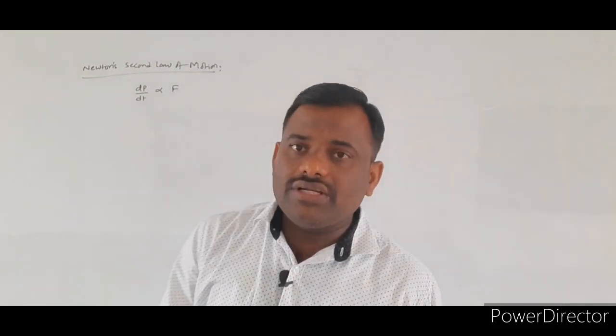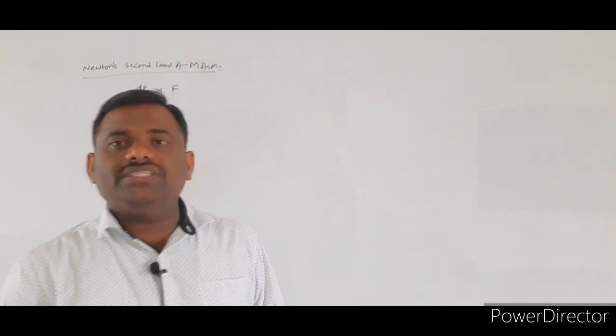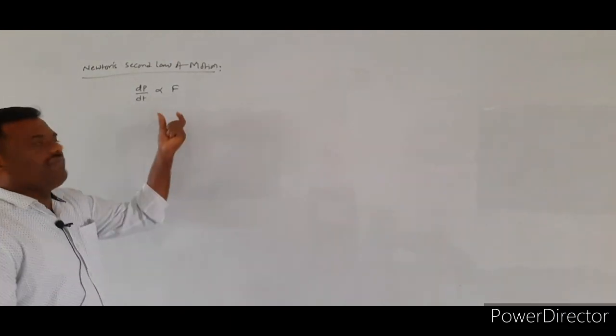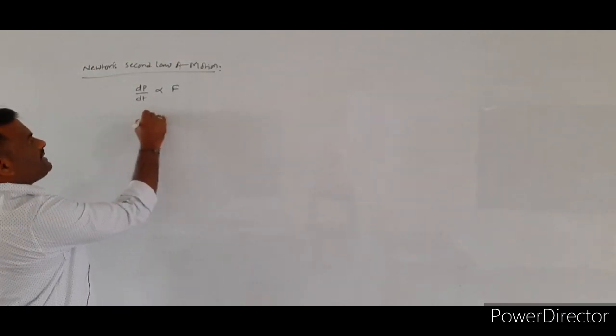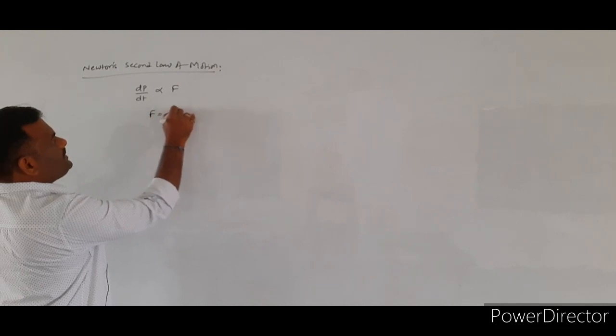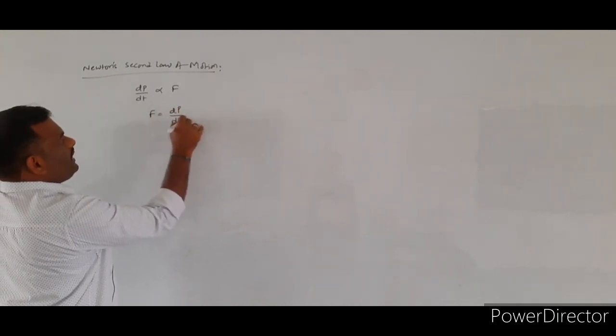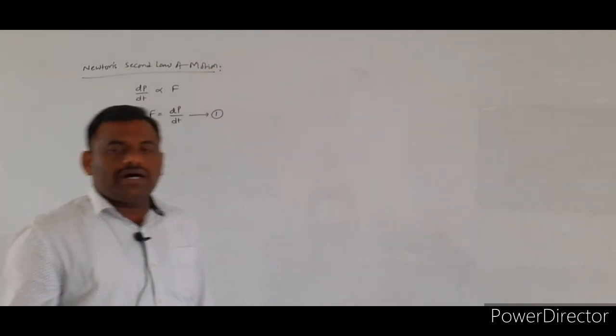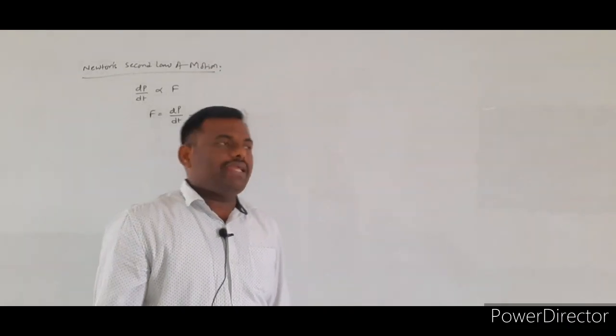What is the statement of Newton's second law? The rate of change of linear momentum is directly proportional to what? The external force acting on a given body. So here, if we assume the proportionality constant is equal to 1, what is the general formula for Newton's second law? F is equal to dp by dt.